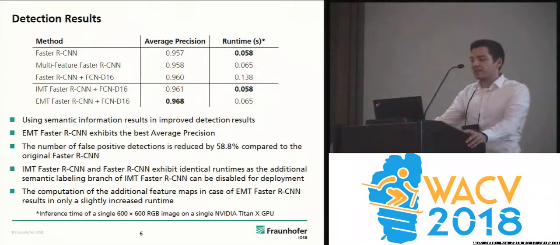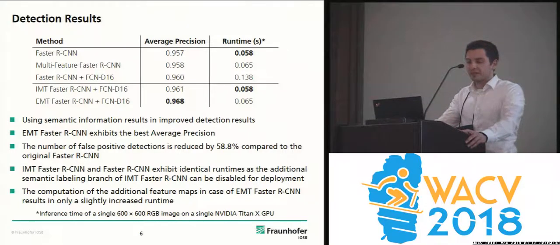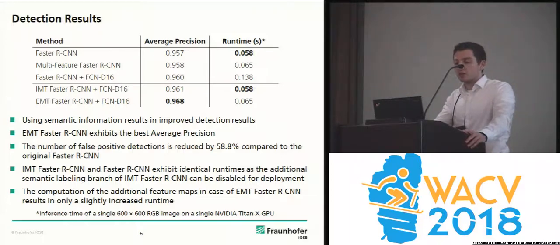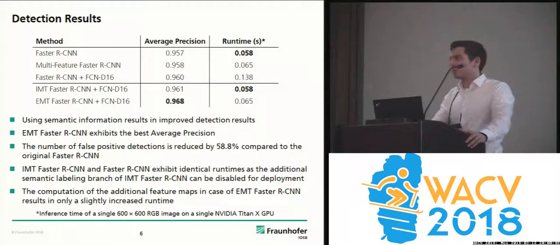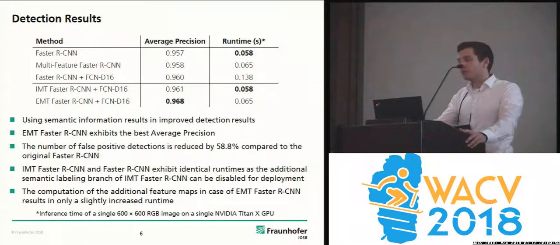As baseline, we use faster RCNN and some extensions of faster RCNN. What we can see here is that using semantic information results in improved detection results. The EMT faster RCNN exhibits the best error precisions. The reason for this is the clearly reduced number of false positive detections. For instance, for EMT faster RCNN, the number is reduced by 58.8% compared to the original faster RCNN.